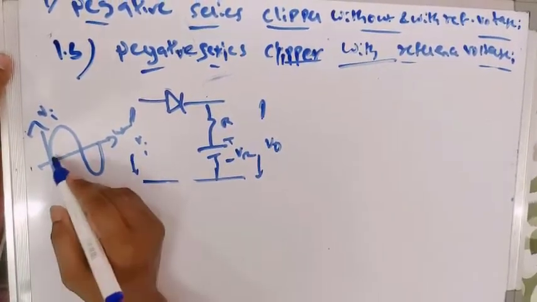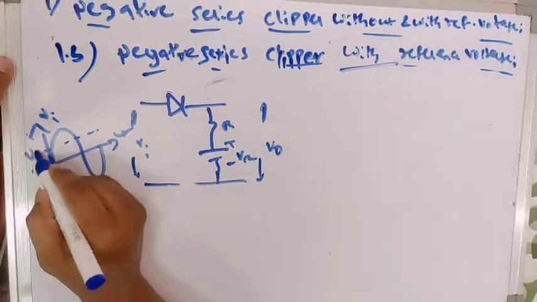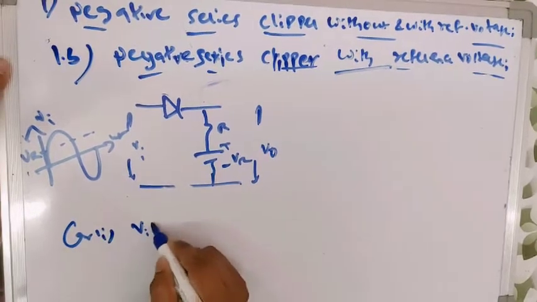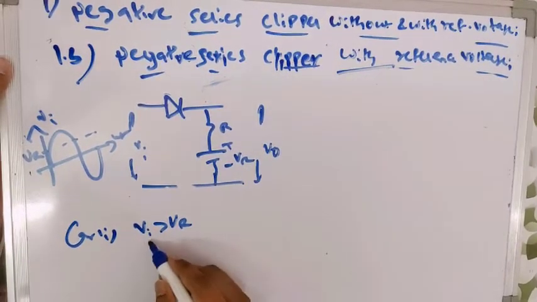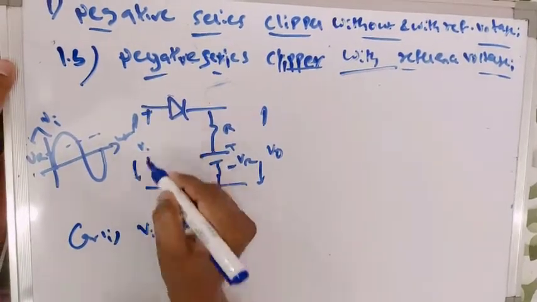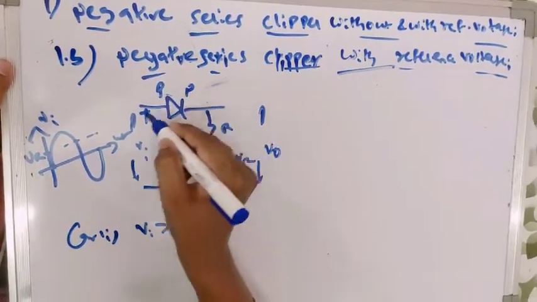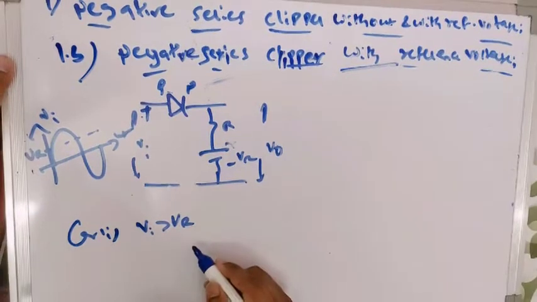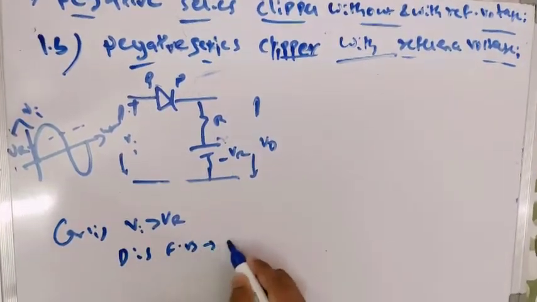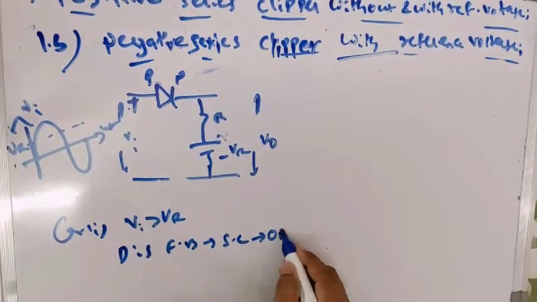Now the input signal is compared with the reference voltage. That reference voltage is a positive reference voltage. So case 1, Vi greater than VR. That means the input voltage is greater than the reference voltage. When a more positive voltage is given to the P type, the diode becomes forward biased. So the diode is forward biased and it is considered as a short circuit, an on switch.